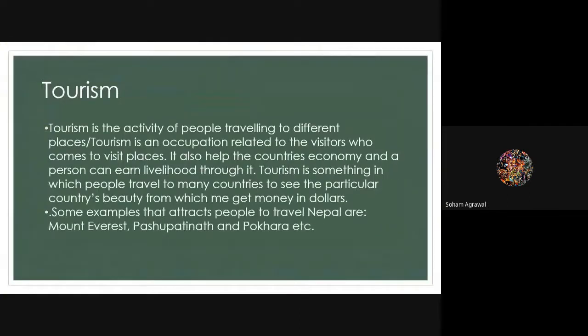Introduction. Tourism. Tourism is the activity of people traveling to different places. Tourism is an occupation related to visitors who come to visit places. It also helps the country's economy and a person can earn livelihood through it. Tourism is something in which people travel to many countries to see the particular country's beauty from which they get money in dollars. Some examples that attract people to travel in Nepal are Mount Everest, Pashupati Nath, and Pokhara, etc.